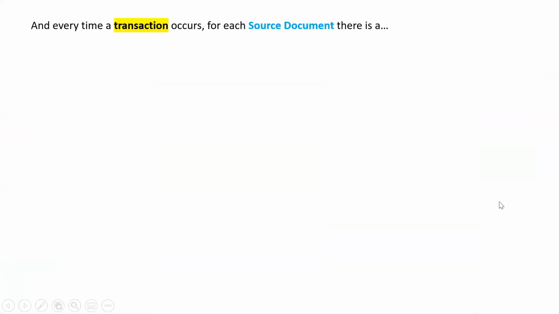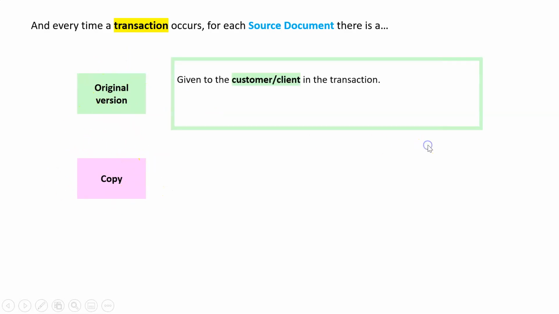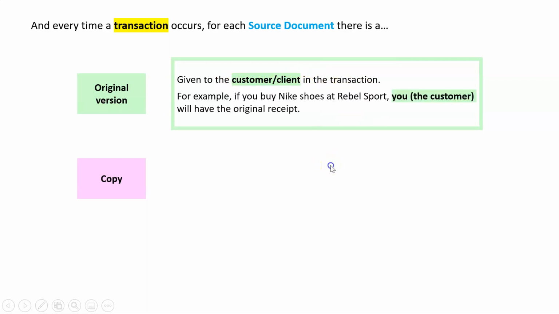So we're going to start with that simple concept and say every time a transaction occurs, there's basically going to be an original version of the document and a copy. The original version generally is given to the customer or the client. The person who's buying usually is the person who gets the original of the document. So for example, if you go into Rebel Sport today and buy a pair of Nike shoes, you're the one that gets the original receipt that comes out of the cash register.